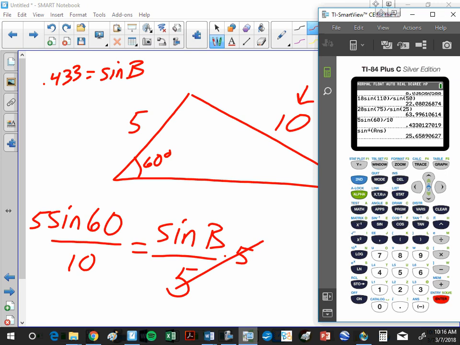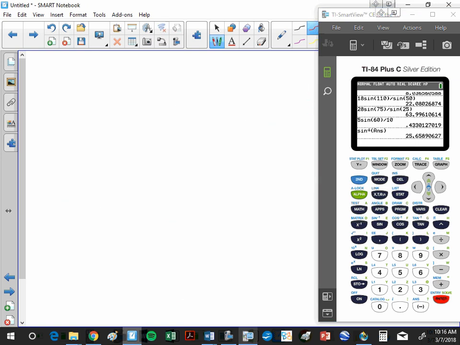Does that angle seem reasonable? Yes, because 10 is bigger than 5 and 60 is bigger than 25. Right? So I ended up with 25.6 degrees. And then if it wanted me to, I could find the other two sides. Okay? Let's do one that can't possibly work. So let's call this 40 degrees, and we'll call this 12. What could I pick for that second side that cannot work?